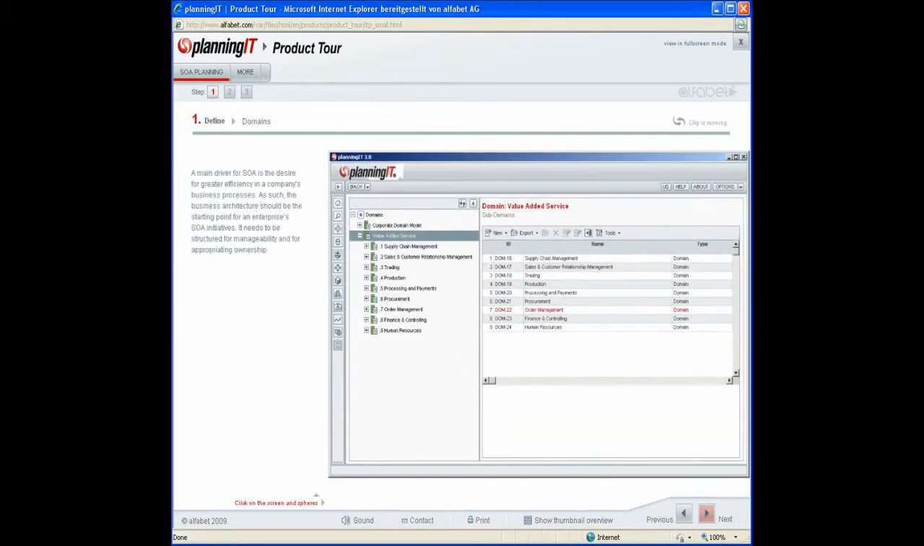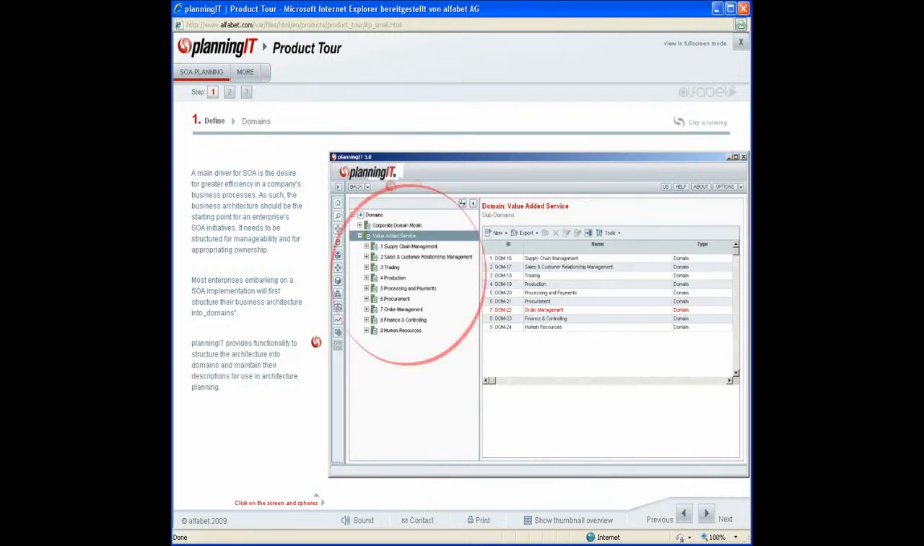Domains. A main driver for SOA is the desire for greater efficiency in a company's business processes. As such, the business architecture should be the starting point for an enterprise's SOA initiatives. It needs to be structured for manageability and for appropriating ownership. Most enterprises embarking on a SOA implementation will first structure their business architecture into domains.